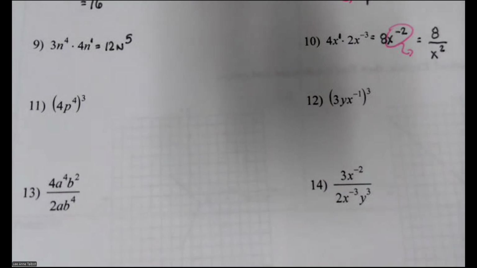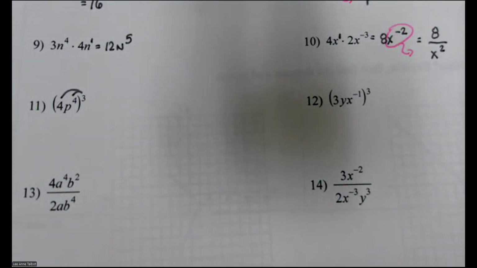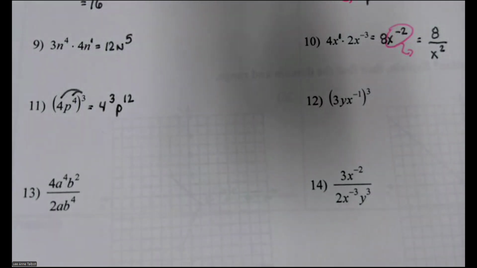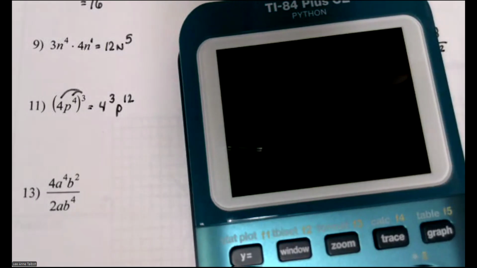Okay. Next one. Distribute, for lack of a better word. Again, that's not the right word, but distribute. So this is 4 to the third p to the 12th. Do you guys see where the 4 to the third p to the 12th came from? Yeah. Okay, what is 4 to the third?